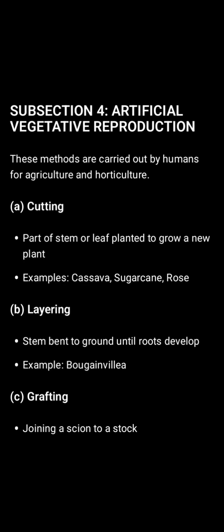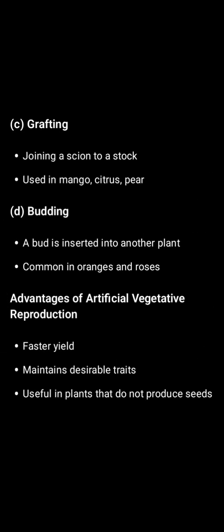Then you have the next one, which is grafting. In grafting, we have two parts. One part is called the scion, the other part is called the stock. You join the two parts together. When you join the two parts together, they end up producing the new plant. This process is used in mango, citrus, and pear.